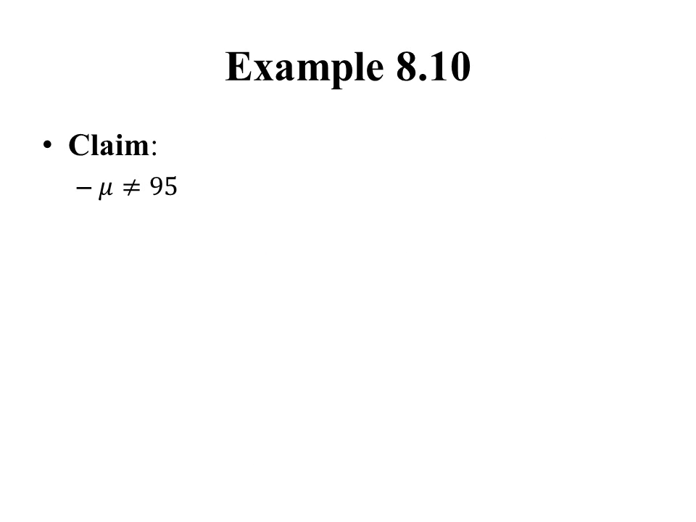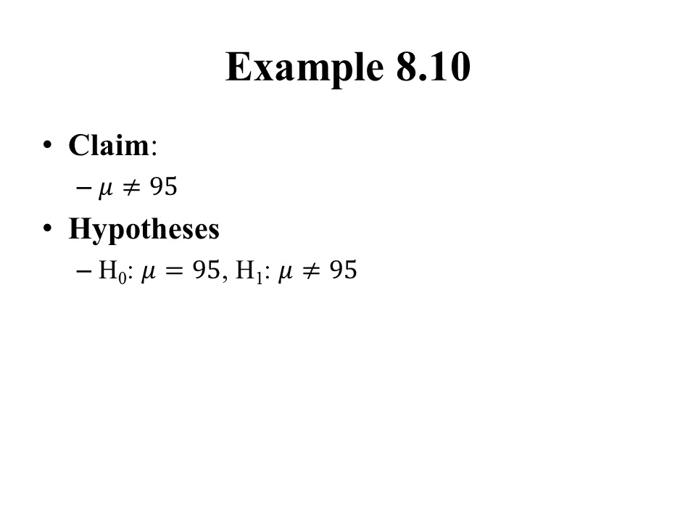Now the claim is that mu is not equal to 95. And so our hypotheses are going to be the statements that mu equals 95 for the null, and the alternative is that mu is not equal to 95. And we're going to use a 0.05 significance level to test this claim.